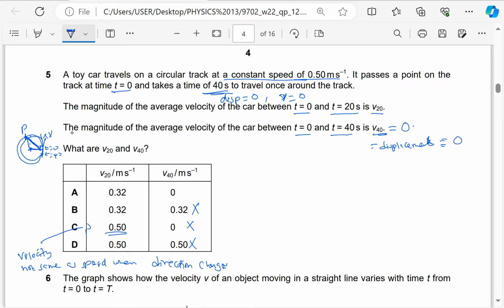If at t equals 0 we started from this point, and at t equals 20 seconds we are at this point, there has been a change in direction. So the average velocity cannot be the same as the speed when there has been a change in direction. So C is also out, and the answer is going to be A. Velocity at 40 seconds is 0. Velocity at 20 seconds is a value different from 0.5 because there has been a change in direction.